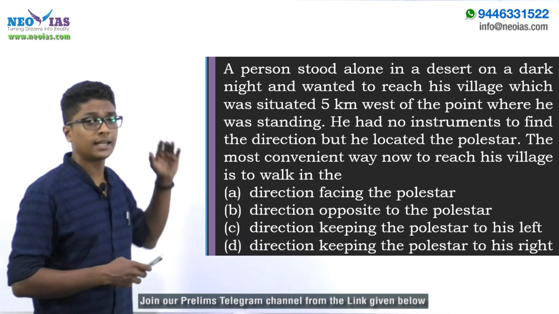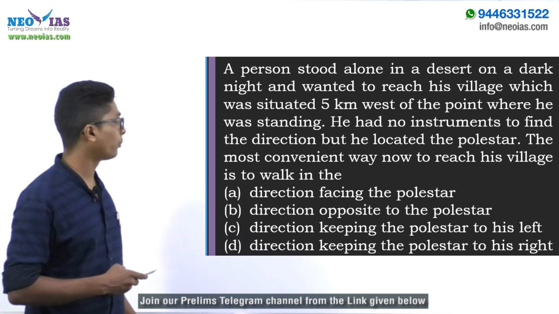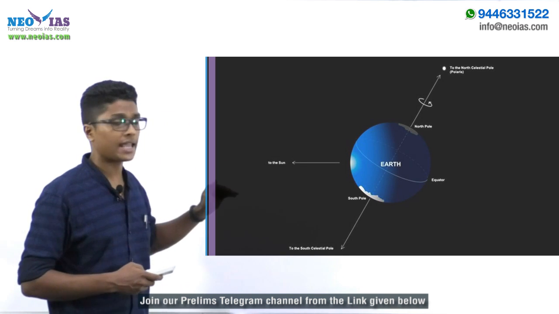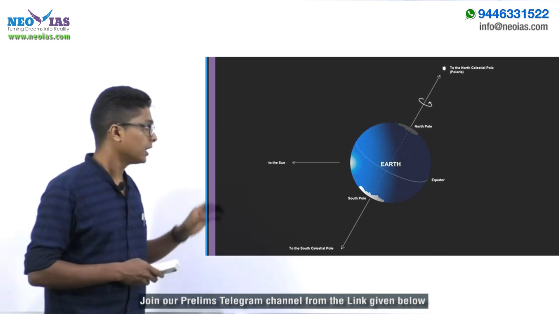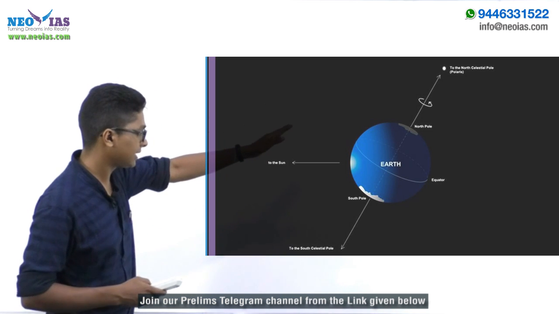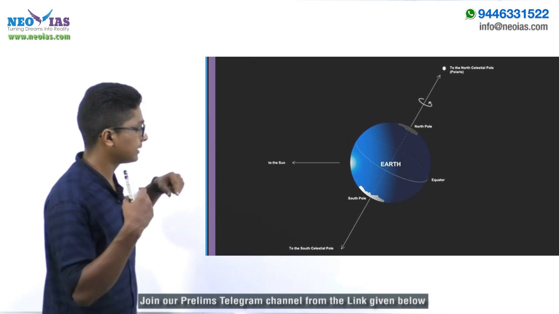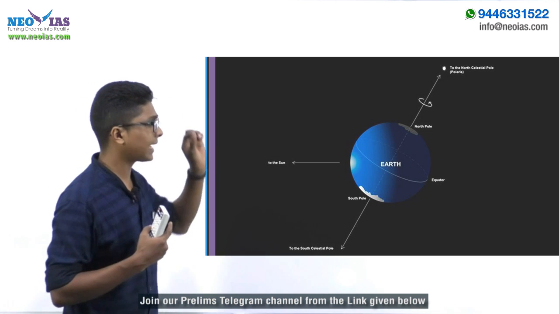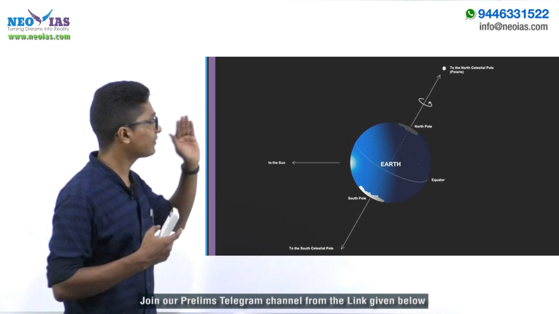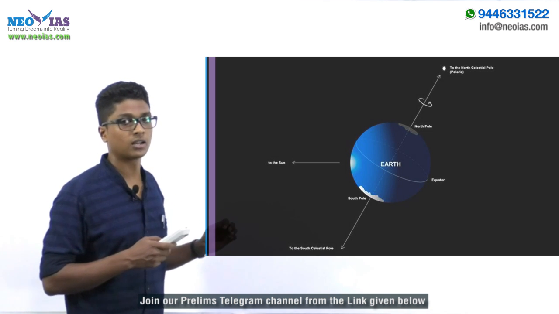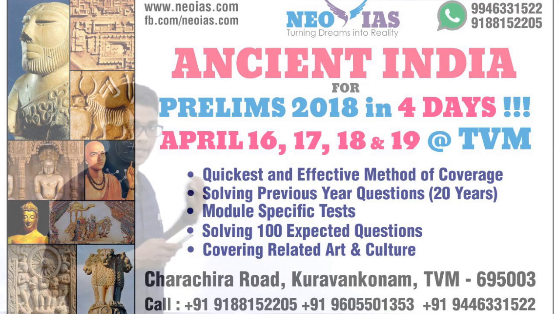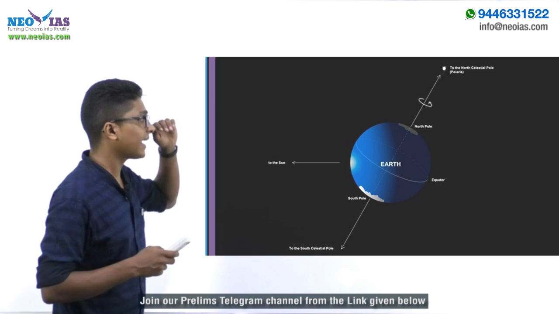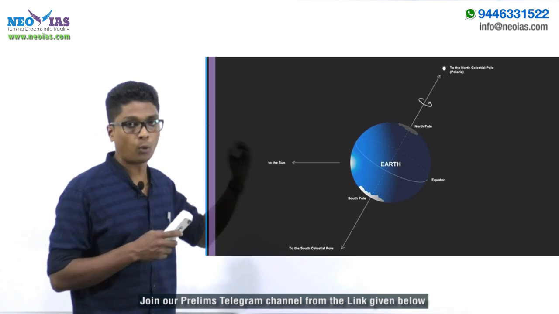So first of all, let's take a look at what we mean by pole star. A pole star is a star which is directly above the North Pole. As you can see in this picture, the Earth is rotating on a tilted axis, and the one star which is directly above the North Pole we call the North Pole star, or Polaris. The star's name is Polaris. So the star lying directly above the North Pole is called the pole star.